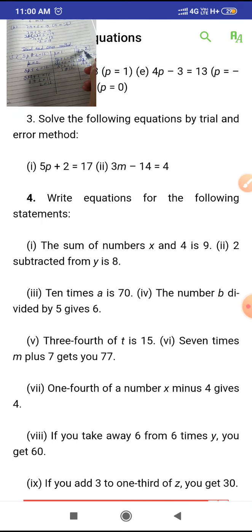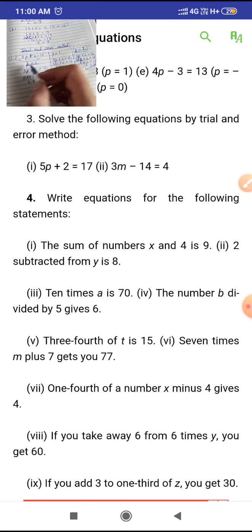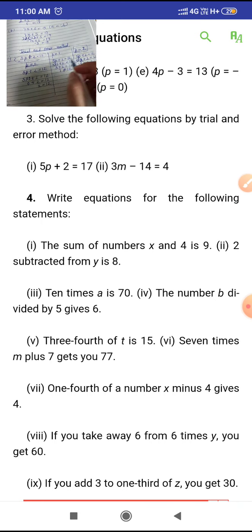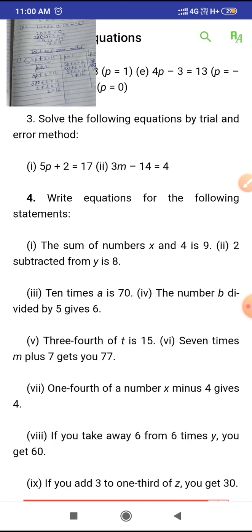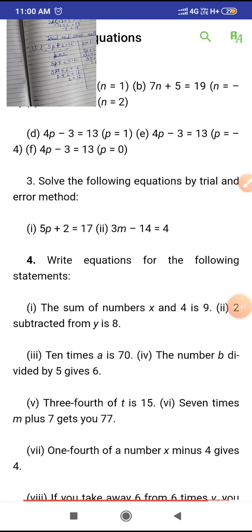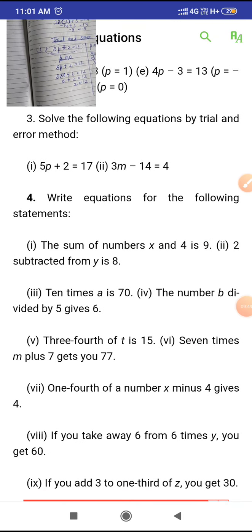This is called the trial and error method. In this method you try values one by one until you get a suitable answer, the solution. Now solve the second part of the third question by yourself. Thank you.